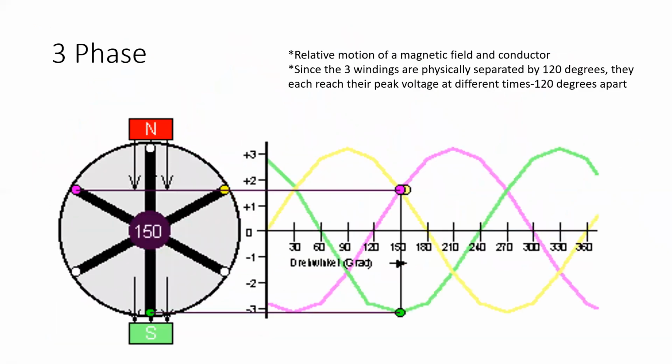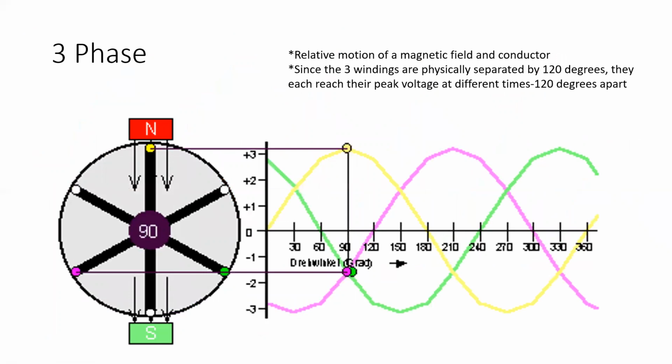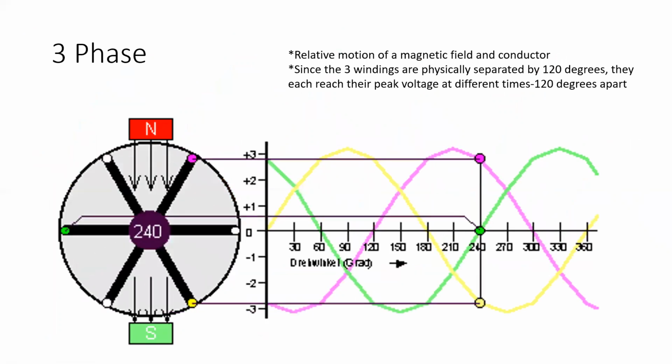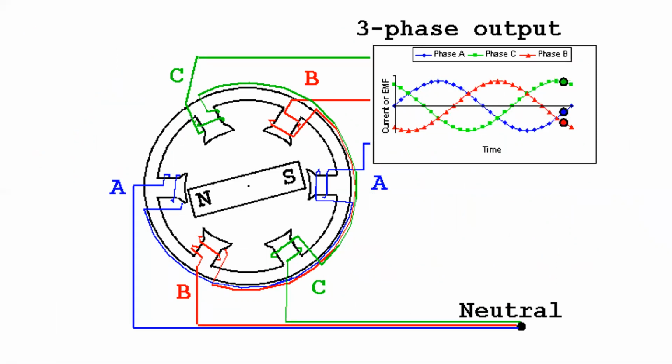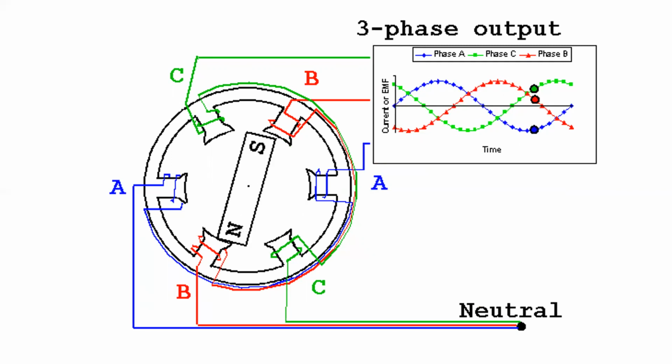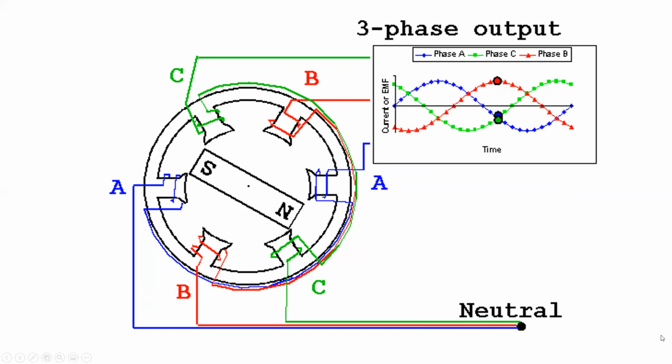Just like in single phase, there is relative motion. And since those 3 windings are physically separated by 120 degrees, they each reach their peak value at different times, 120 degrees apart. This is another animation to show the concept. Now on this animation, we do also have another connection that's down below, and it's labeled neutral. And we'll discuss what this is and how it functions in a later presentation.